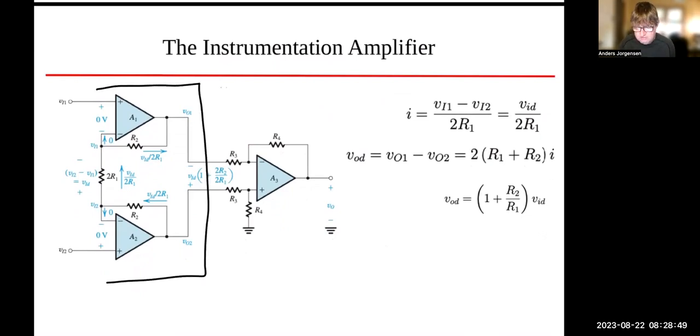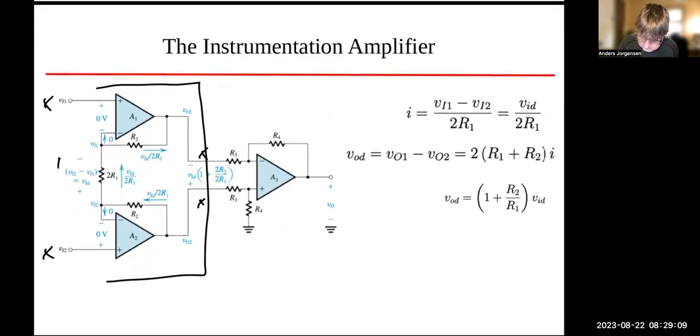So this first stage circuit here, we understand the second stage is the difference amplifier that we have already dealt with. So the first stage has 2 inputs and it has 2 outputs. So this is an amplifier that has 2 inputs and 2 outputs. Let's start by looking at the current that flows in this direction here. Okay, that's the current I that I've written over on the right-hand side.